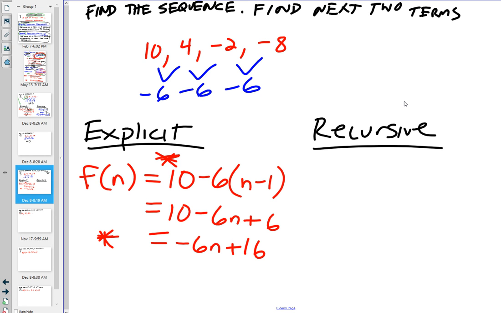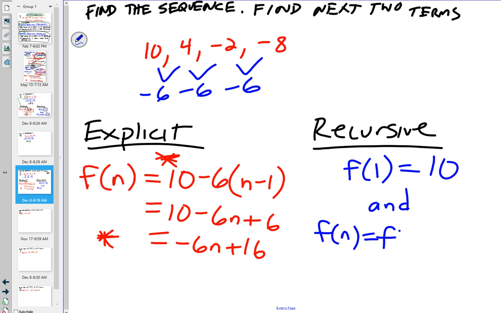Okay. Now let's do the same thing. 10, and every number that came before it minus 6. It's just a different way of writing it.